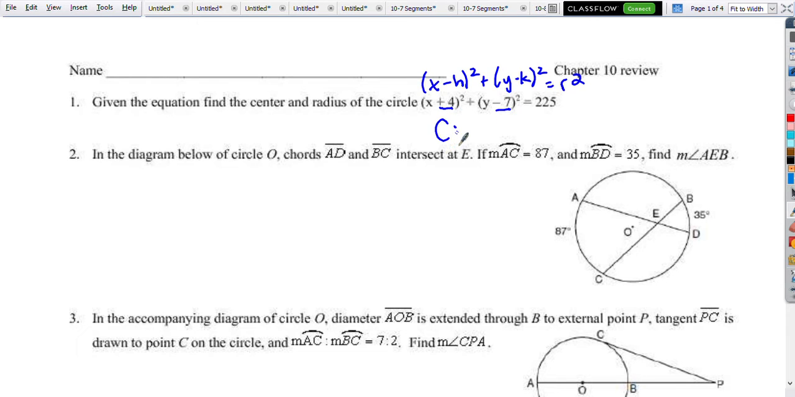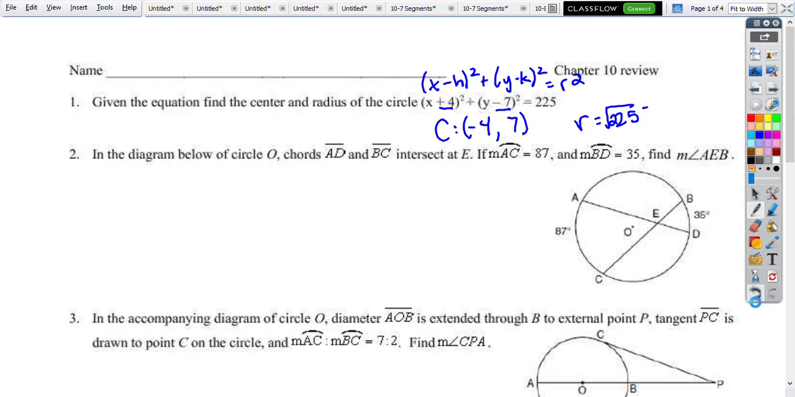So the center point, because it's positive 4, should be a negative 4. So x minus negative 4 is going to be plus. And negative 7, we change the sign to make it positive 7. So change the signs to get the center, and then we take the square root of the number that's in r squared, which is 225.